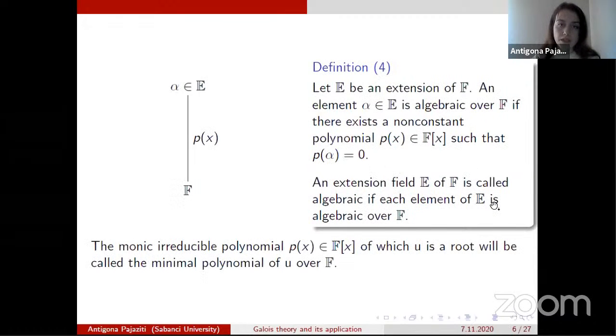We have different kinds of extensions. One of them is algebraic extension. Okay, so we call this E, where F is a subfield of E, an algebraic extension of F if each element in E is algebraic over F. An element is algebraic over F if it is a root of this polynomial p of x here. If this p of x is a monic and irreducible polynomial over F, and it has alpha as its root, then this polynomial is called the minimal polynomial of alpha over F.